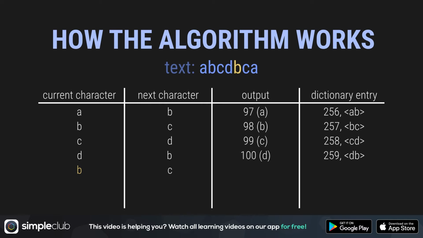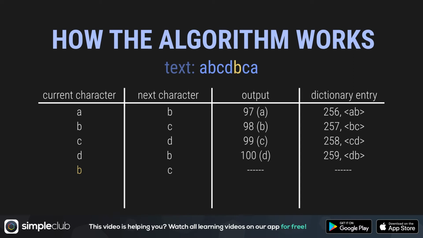And now, uh-oh guys, watch out. You see, up until now, every sequence of letters we've come across hasn't had an entry in the dictionary yet. But we do have one in there for BC already, index value 257. Now, if we happen to have an entry in the dictionary already, we just don't put anything under output. We don't give it a dictionary entry either, since we already have one.